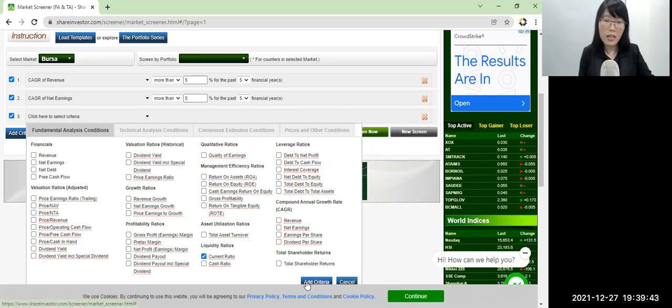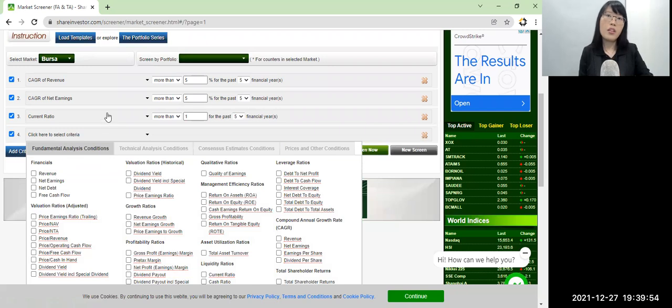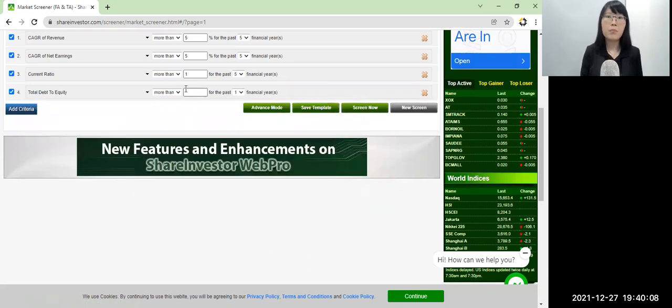Current ratio, add criteria, more than 1 for the past 5 years. Then the next one, you can also click the add. So if you want the company to have a lower debt ratio, you can choose total debt to equity ratio. Net debt, total debt to equity ratio, add criteria. For example, less than 1 for the past 5 years.